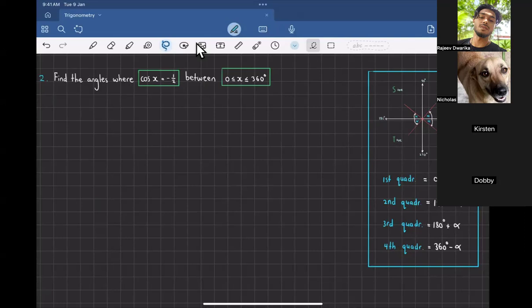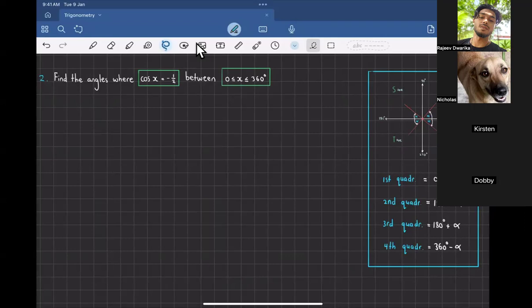Right. So Kirsten, drop in the chat if you know where to begin. The first step is always to find your what angle? It's the reference angle. You need to find your reference angle. You need to locate where the reference angle is so you can figure out all the other angles, because all the other angles would be in reference to that angle. That's why we call it the reference angle.